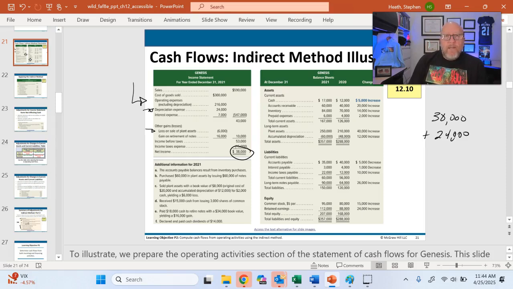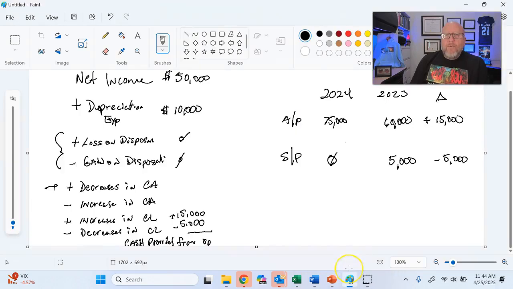Loss on the sale of plant assets, gain on the retirement of notes. Okay, so if I have a loss, remember, I am going to add that back. And then if I have a gain, I am going to take that out. And we can go back to this. I'm going to add back depreciation, I'm going to add losses, and I'm going to subtract gains.